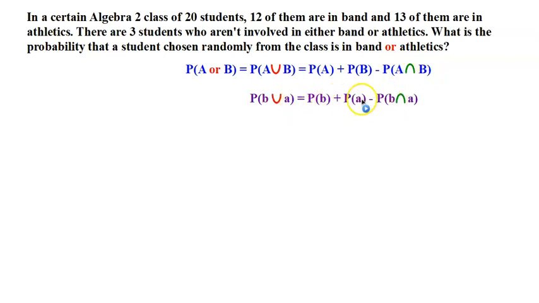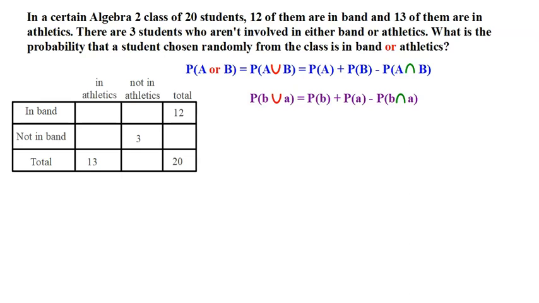Probability of band plus the probability of athletics minus the probability of both. So what we're going to do is make a table so we can figure this out. All right, so here we go. How many are in band or not in band, in athletics, not in athletics, and then totals on the side. So the total in athletics is 13.